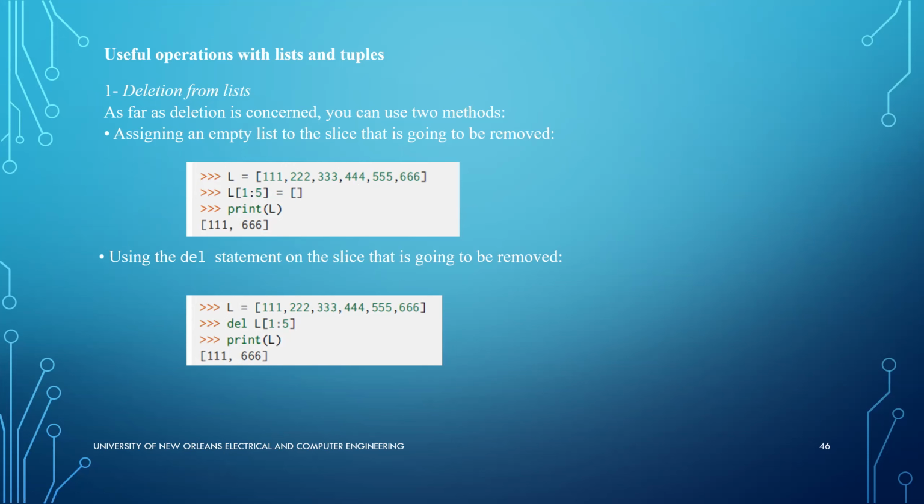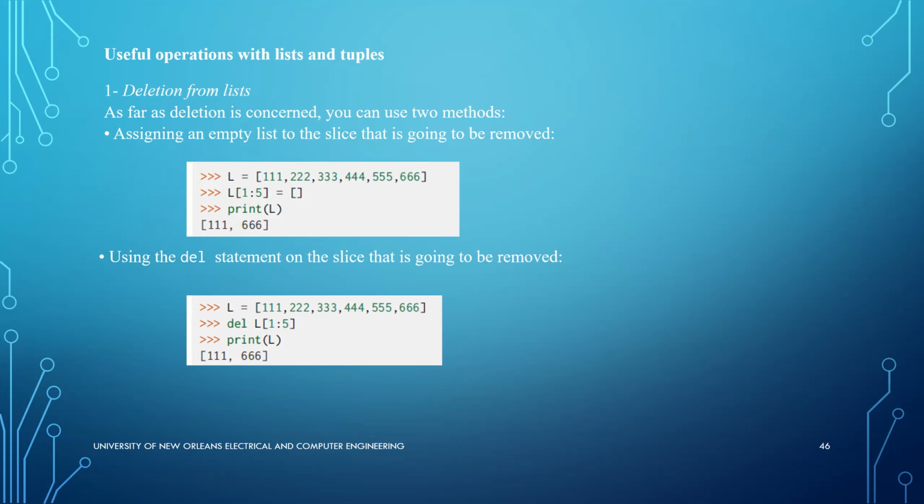So it replaces anything in between 111 and 666 by nothing. It deletes the elements in between those first and last elements. You see that here. So that's one way of doing it, using the empty list.